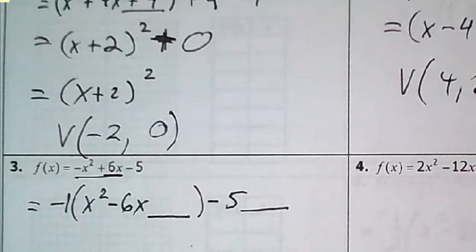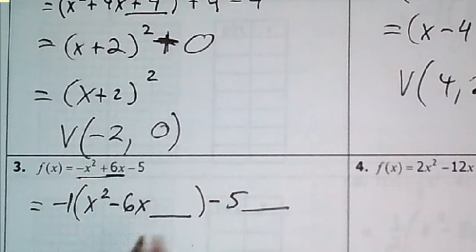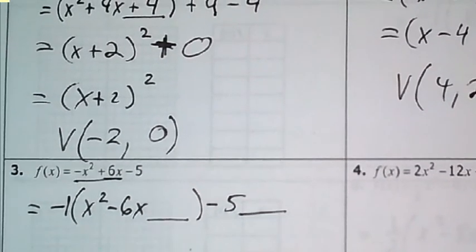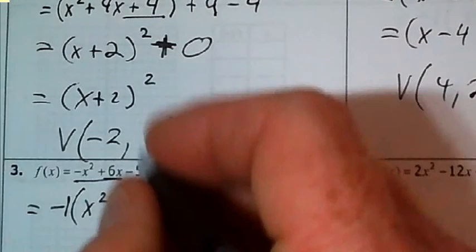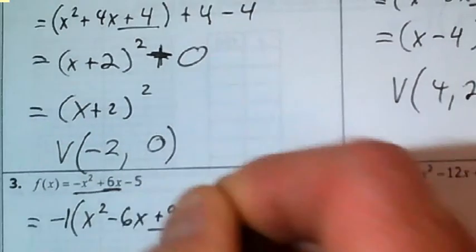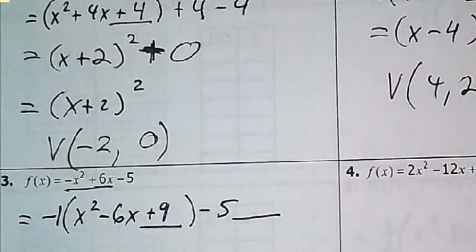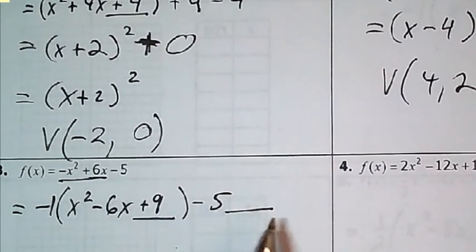Alright, so we've got to figure out how to complete this square. So we want to take half of negative 6. Negative 3. Negative 3 squared is? 9. Positive 9. Remember, you always add on the inside of the parentheses. So you wouldn't change to negative 5? Hold on. No, negative 5 stays. We're going to add something or subtract something to it. Yeah, it'd be 9. Alright, so here we go.